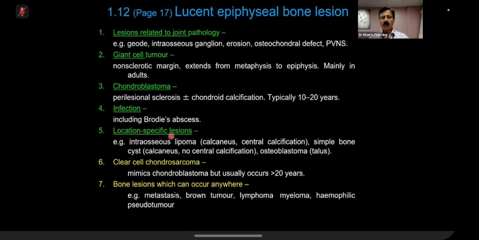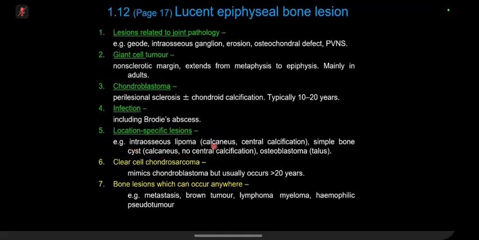Please remember, in the carpal bones or tarsal bones, the bone itself is the epiphysis, right? So intraosseous lipoma, a location-specific lesion. Intraosseous lipoma, where? Calcaneum. This is an exam case, and I'll show you today. And in that, there is central calcification. On the other hand, a simple bone cyst can also happen in the calcaneum, and there is no central calcification.